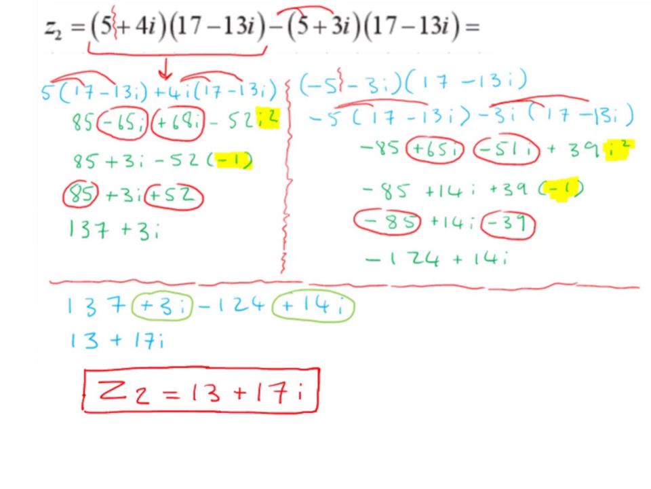Then I put real with real, imaginary with imaginary. So 137 minus 124 is going to be 13, and 3i plus 14i is 17i. So Z2 is equal to 13 plus 17i. Make sure that the real part comes first, the imaginary part comes second.